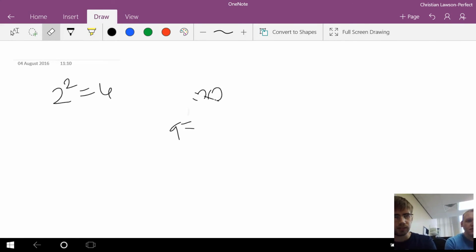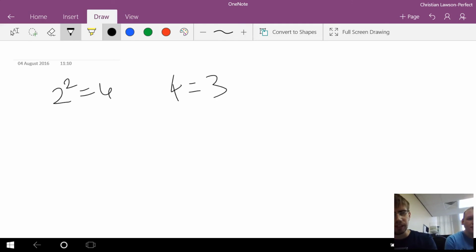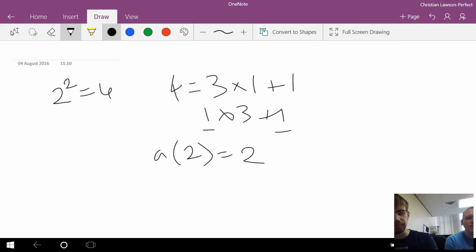Why is that not... that's rubbish. Right, there we go. So 4 is equal to 3 times 1 plus 1. Alright, 1 times 3. Oh, I don't know which way around. So a of 2 is 1 plus 1, which is 2. Okay.